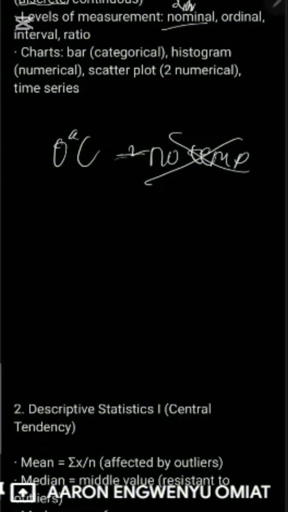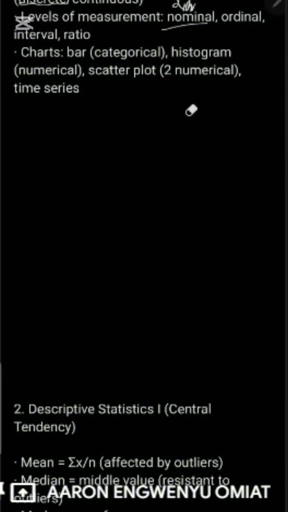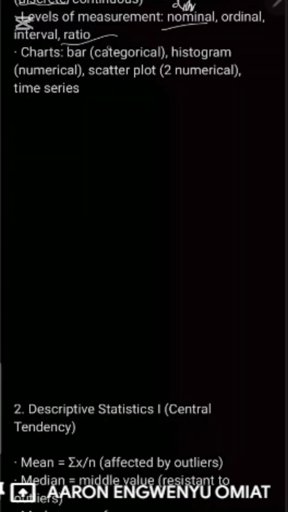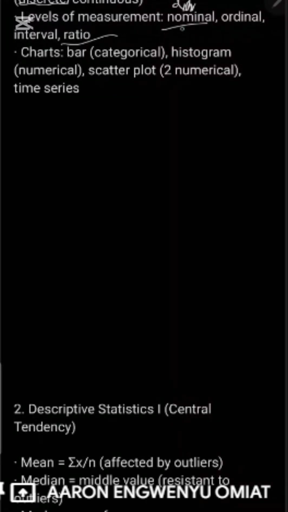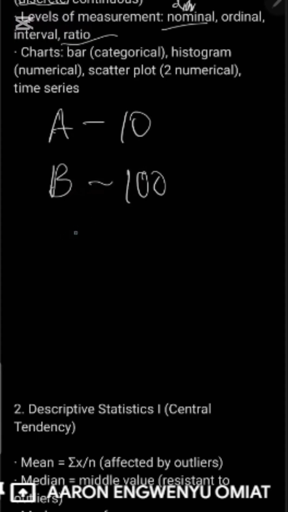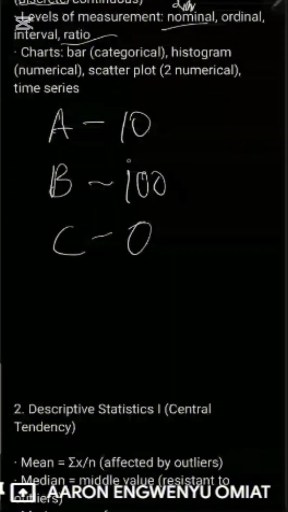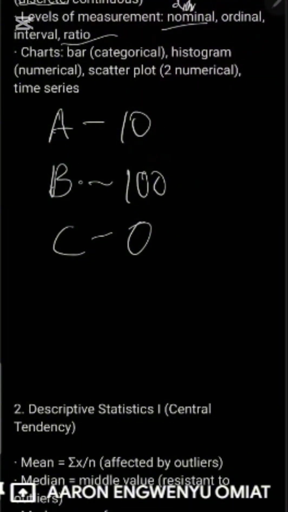And lastly, ratio data. This is where zero is a true zero. For example, if we look at the number of votes per candidate for MP, let's say candidate A had 10 votes, candidate B had 100 votes, and candidate C had 0 votes. This 0 would actually mean that no one voted for this candidate. And also, in this case, candidate B has 10 times more votes than candidate A.